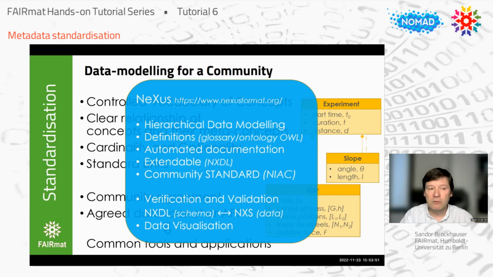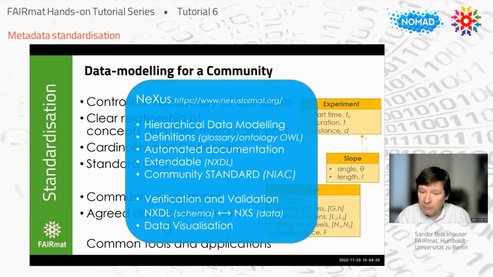Also, there are tools which automatically convert it to an OWL file, so it provides a NeXus ontology of all these concepts. There is an HTML page automatically generated, so researchers can easily go and read all these concepts. It's extendable. As has been highlighted, originally it was for neutron, X-ray, and muon sciences. Here in FAIRmat, we do much, much more.